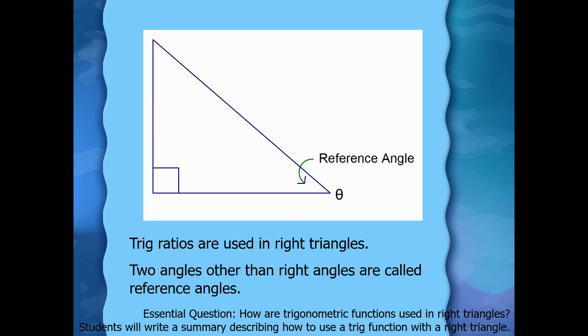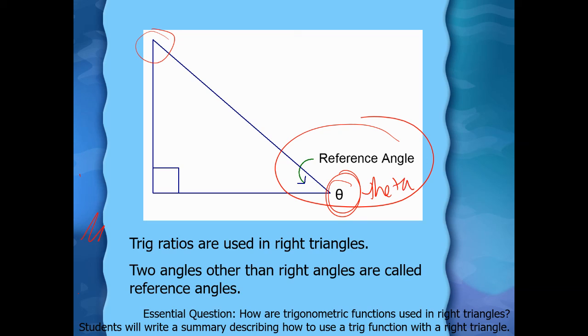All right, so the first thing is that we have what we call a reference angle in here. I don't know if I can get my pen to work. Oh, my pen is red. All right, we're going to go with red pen right now. So this is what we call the reference angle of the triangle. It is usually labeled. It doesn't necessarily have to be this bottom angle. It could be this top angle, but it's usually labeled with this Greek letter, theta. Trig ratios are what we use in right triangles. The two angles other than the right angle are called reference angles. I'm going to pause a little bit at the end of each slide, just to give you time to write.